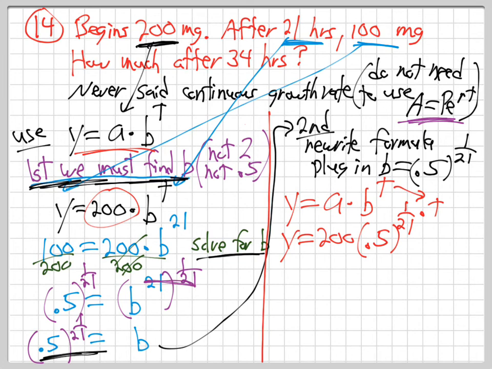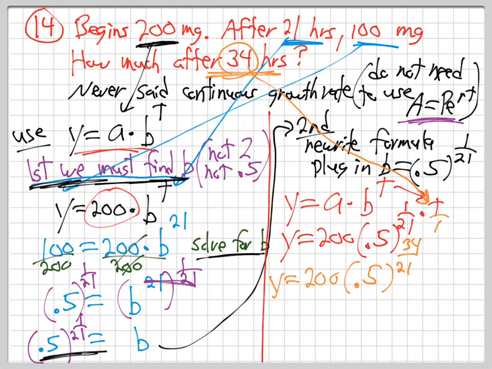What's left to do on this problem? Well, if you go back to the question, it's right up here: how much after 34 hours? So grab that 34, plug it in for t. 200 times 0.5 to the 1 over 21 times 34. So really, you can just put that 34 over 21, can't you? Because it's a whole number. Anything over 1 goes to the top.